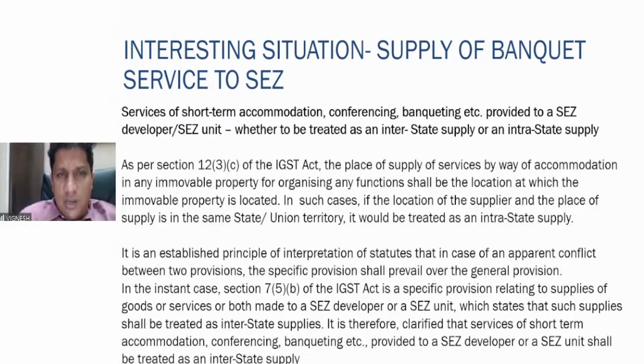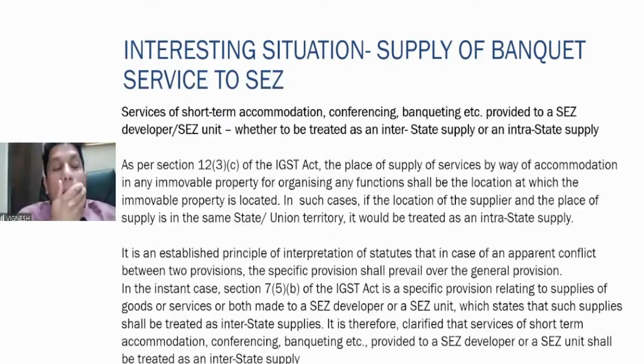Section 12, subsection 3, clause C of the IGST Act refers to the place of supply of services by way of accommodation in any immovable property for organizing the function. That is, in simple terms, say a hotel, or an immovable property in this case means hotel. So accommodation in immovable property for organizing the function is nothing but the banquet space. In that case, the place of supply shall be the location where the immovable property is located.